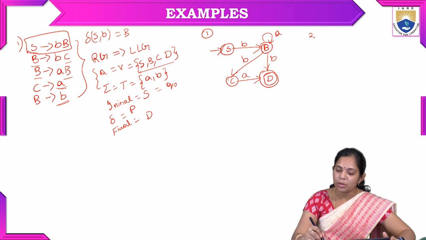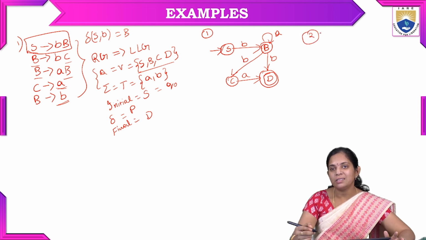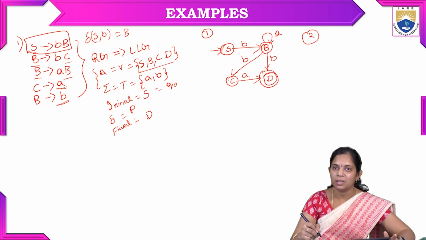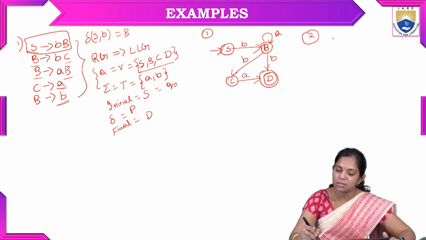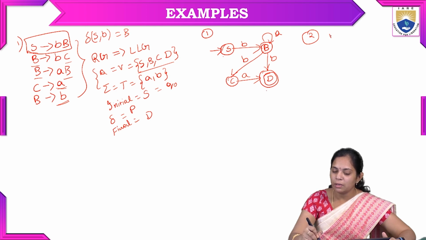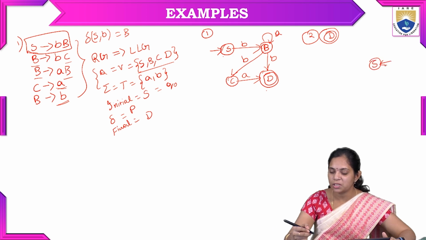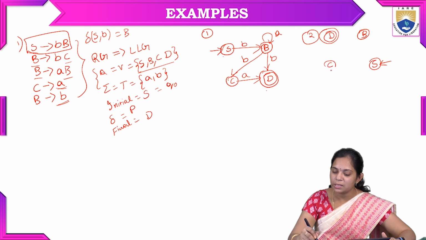And second step, what we have to do, we have to interchange the positions of initial and final state. So how to interchange the positions in the sense? Here initial is S and final is D. So here we will write the D and we will write here S. So we just interchange the positions of the initial and final state, and the remaining states stay the same. This is the second step: we interchange the positions of initial and final states.